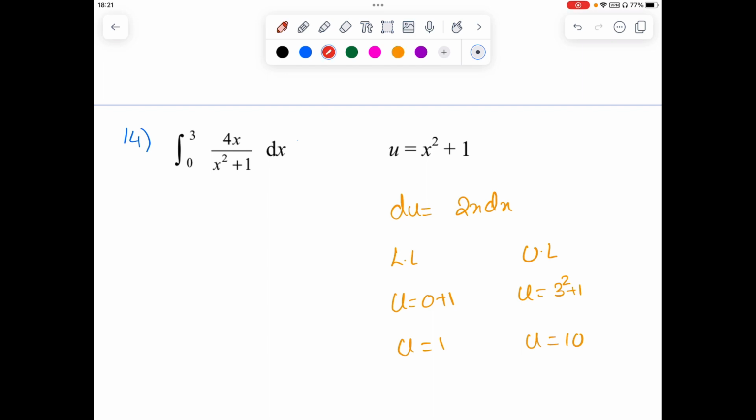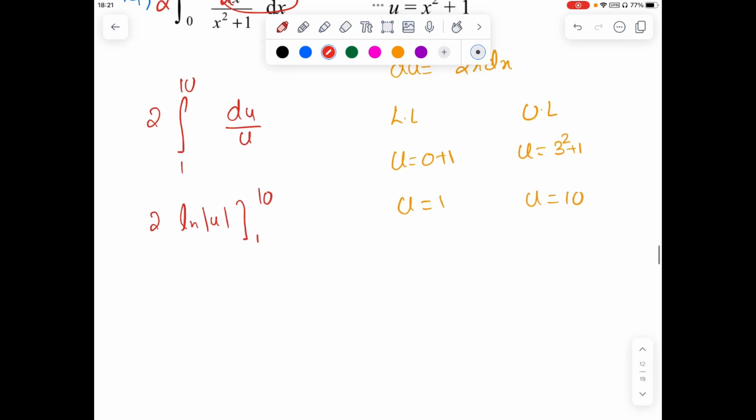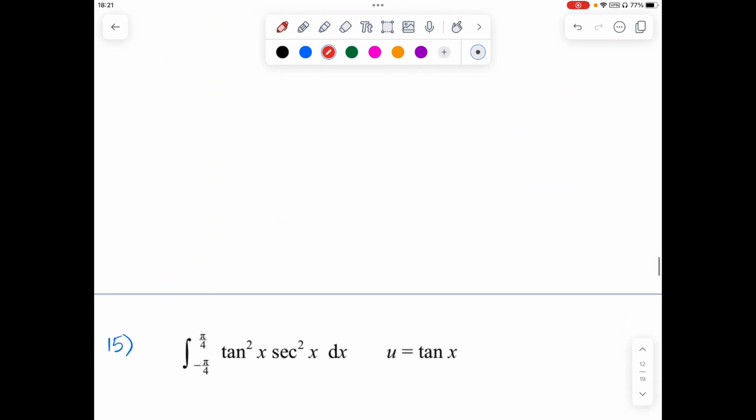Do I have 2x dx? You have 4x. So pull that 4 as 2 times 2. So it becomes 2, lower limit is 1, upper limit is 10. 2x dx is du, divided by u. So the integral of 1 upon u is ln u from 1 to 10. So apply the limits: 2 times ln 10 minus ln 1. ln 10 remains as ln 10. ln 1 is 0. So the answer is 2 ln 10.